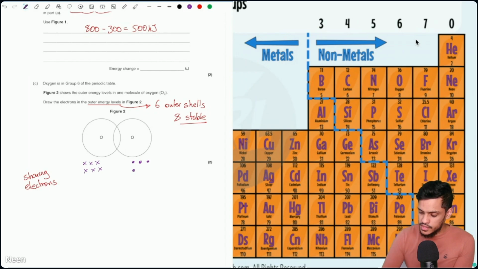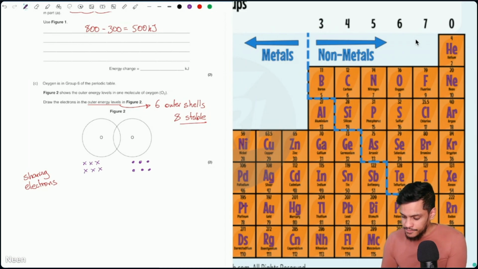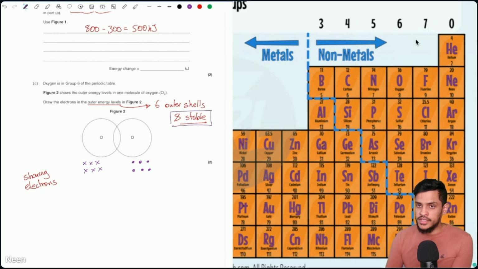6 crosses, 6 dots. So the one on the left needs 2. It's got 6 right now. It needs 8 to become stable. So what it needs to do is share 2 electrons from the one on the right.